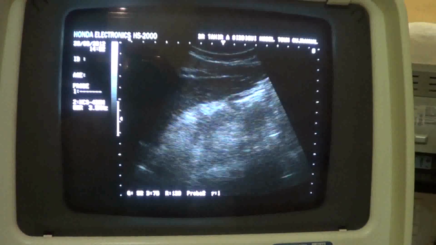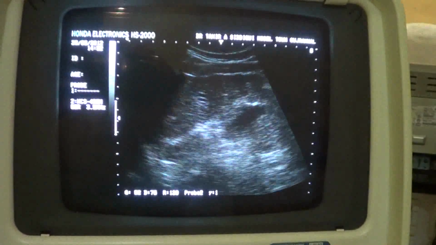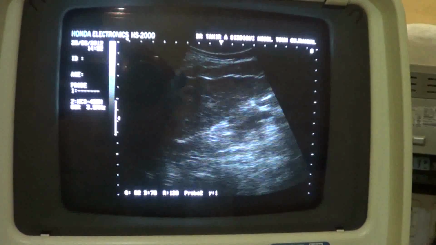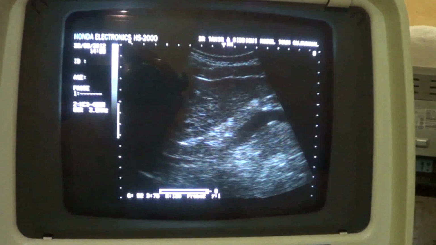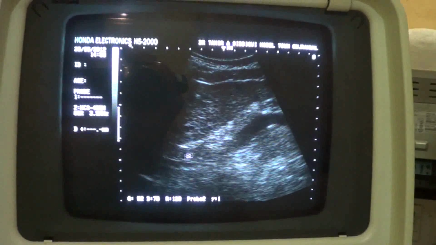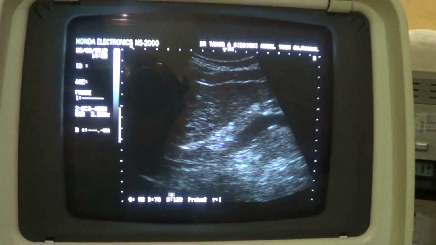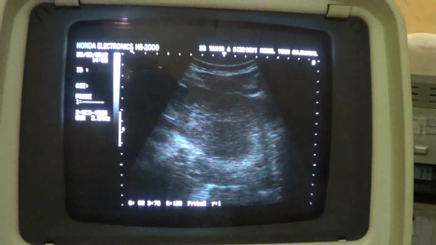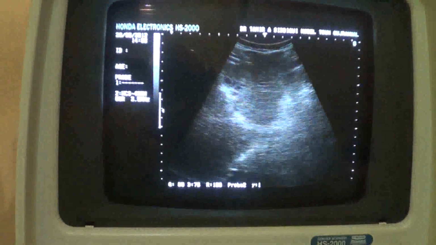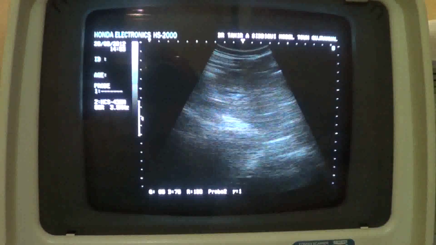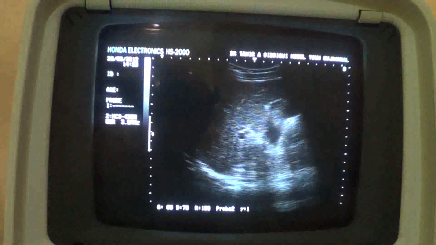Now the caudate lobe of the liver. This is the IVC, this is the caudate lobe, this is the liver, this is the portal vein. This is the transverse section of the liver. Now the right lobe of the liver.